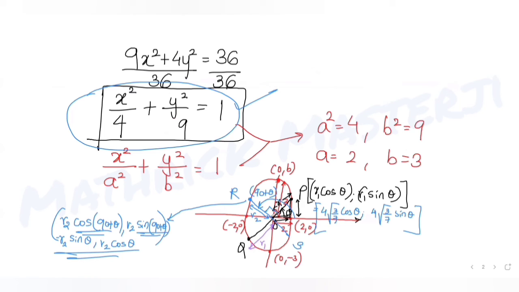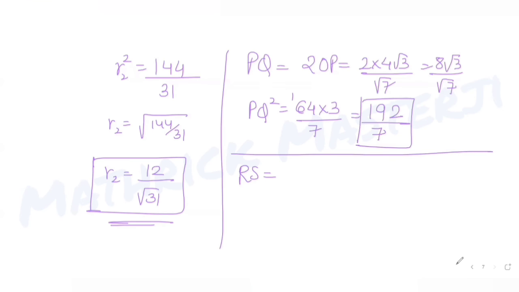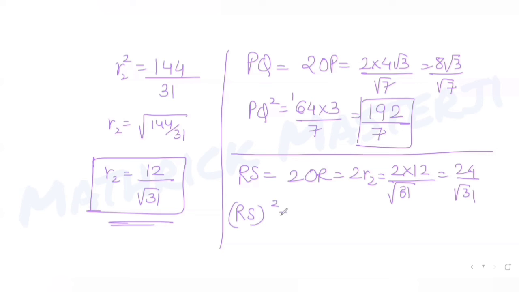Next, RS, if I want to figure out, it's nothing but double of OR. So this was R2, so this is also R2. So RS is double of OR, which is double of R2. R2 we just figured out. 2 times 12 over the root 31. It's basically 24 over root 31. So RS square, if I see and solve, 24 squared is how much? We get that as 576 divided by 30.